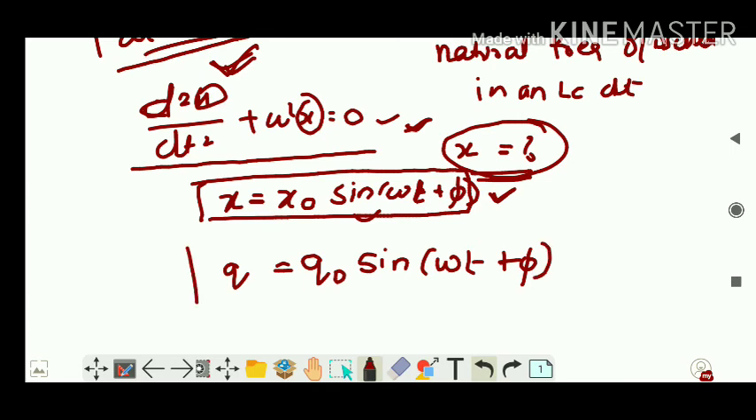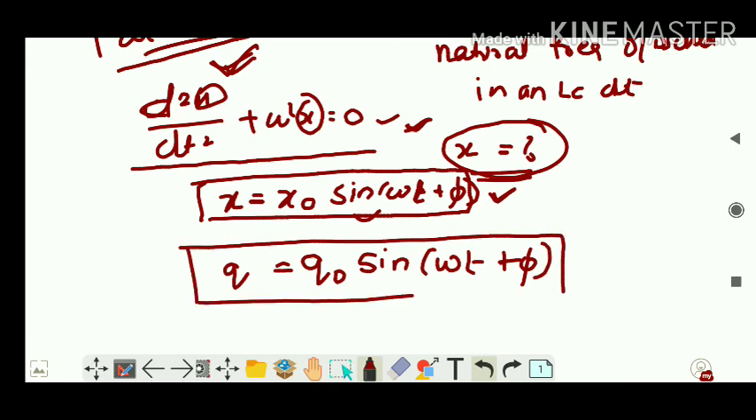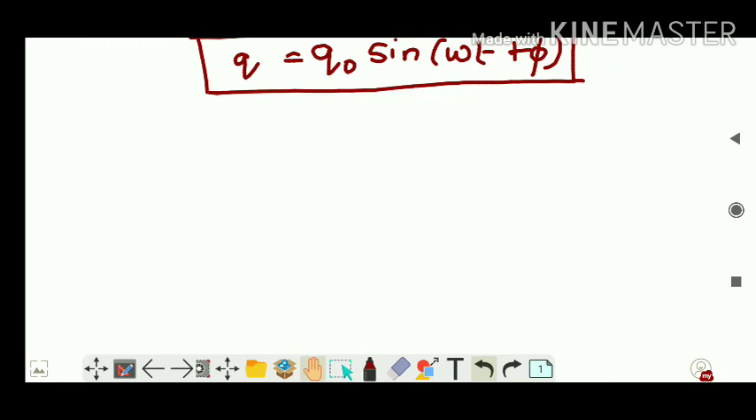I just compared it. So q should be written as q is equal to q naught sine omega t plus phi. And I know omega's value in terms of L and C. I know q naught's value. I can compare that depending upon time. Now the problem is, how can I find the value of the initial phase, that is phi? How can I find it? For that, let's move on.